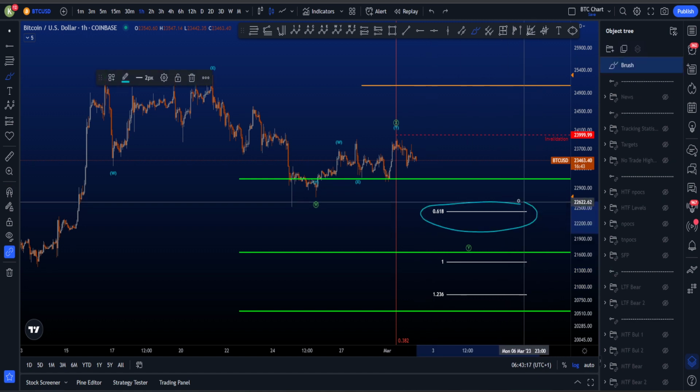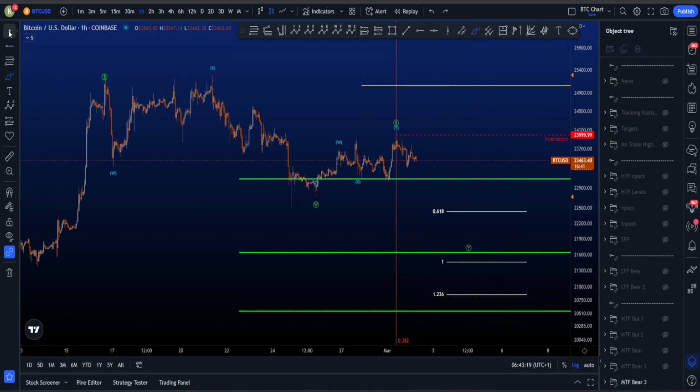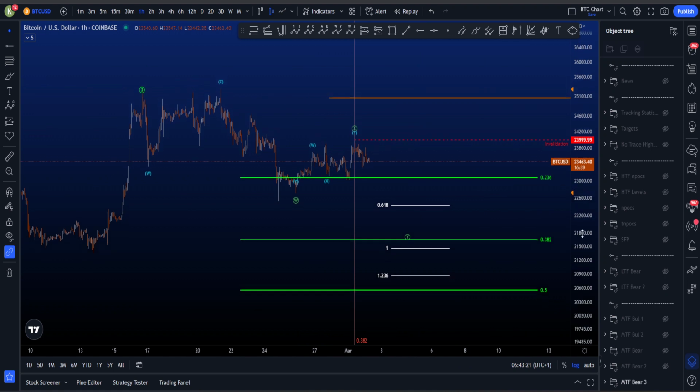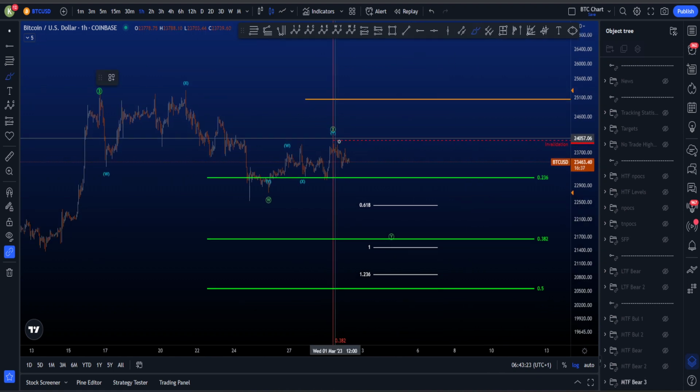However, the 0.618 for wave Y is a very valid target. The green lines that you see are once again the Fibonacci levels from the low of 2 to the high of 3, and also you see a 0.382 fib time.